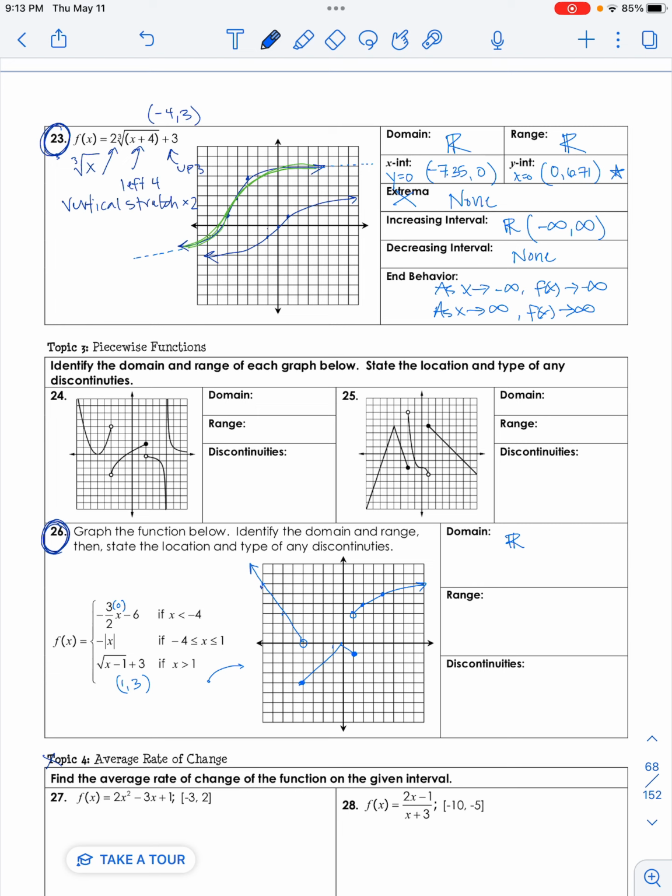The range of this function is from the low point, negative 4 included, up to infinity because both the line and the square root function continue to get increasingly positive. There are discontinuities that are jump discontinuities where x equals negative 4 and x equals positive 1.